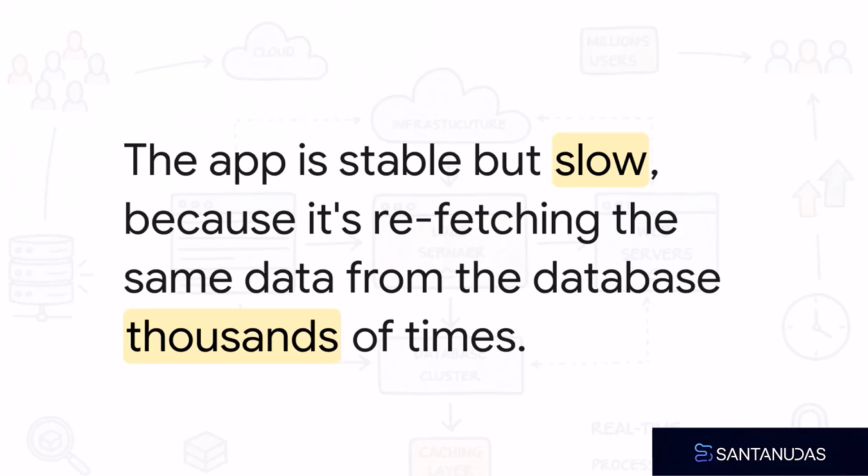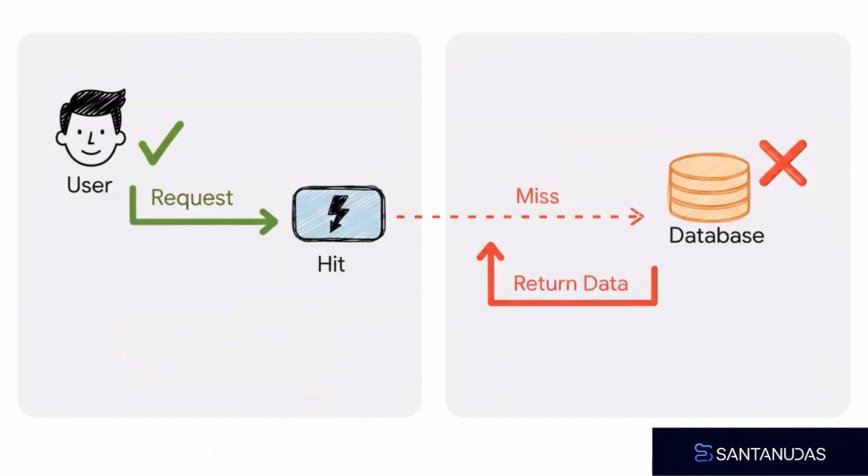Well, it's the database. See, every time a user wants to look at a popular restaurant's menu, our servers are going all the way to the database to get the exact same information, over and over and over again. It is incredibly inefficient. The answer here is caching. It's like giving your system a short-term memory.